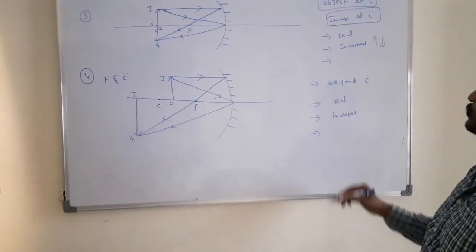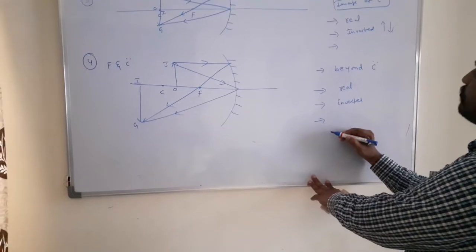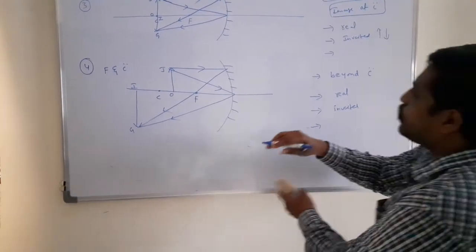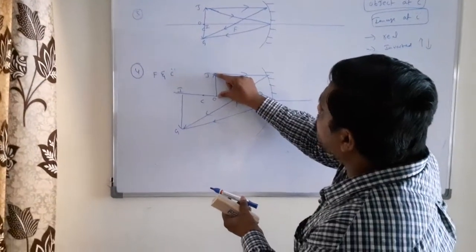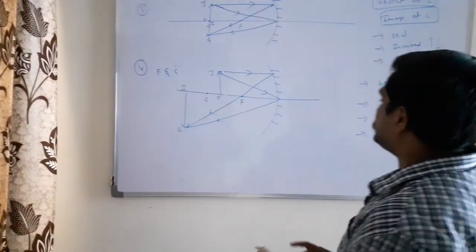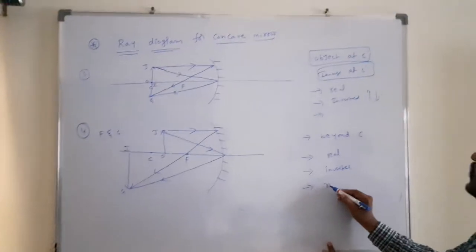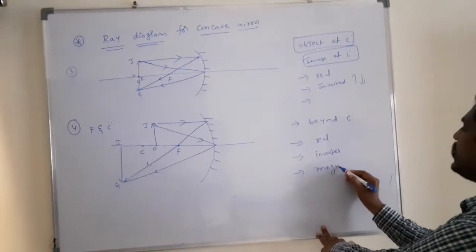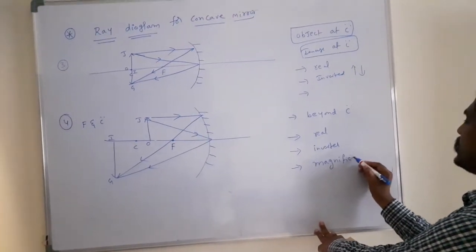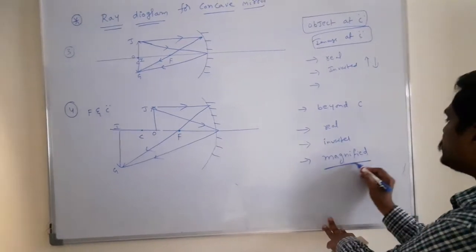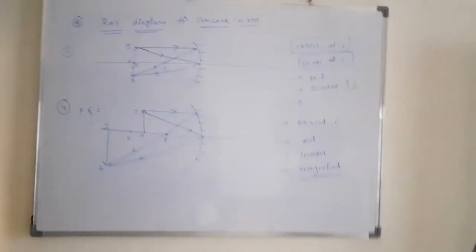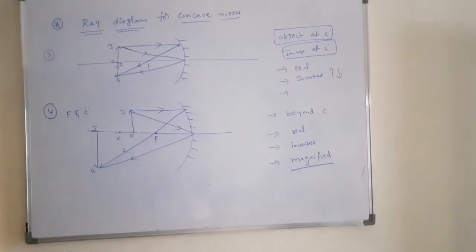According to the diagram, the size of the image compared to the object is more. Look here, this is the size of the object, and this is the size of the image. The size of the image increases. That is called a magnified image. Magnified means the size of the image increases. Diminished means the size of the image decreases.